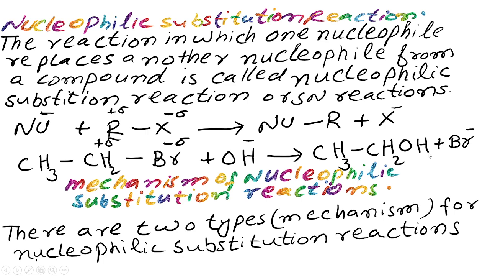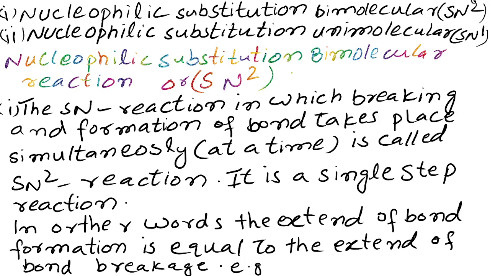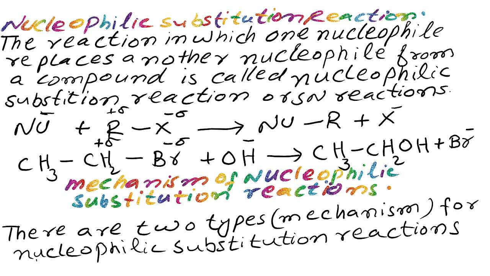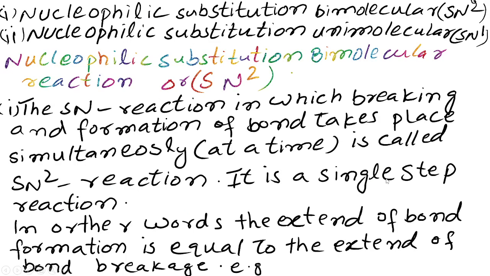Now comes the mechanism of nucleophilic substitution reactions. There are two types of mechanism for nucleophilic substitution reactions. One, nucleophilic substitution bimolecular, which is called SN2. Number two, nucleophilic substitution unimolecular, which is called SN1. So let me explain SN2 first. Nucleophilic substitution bimolecular reaction, or SN2 reaction. So these have the following steps.